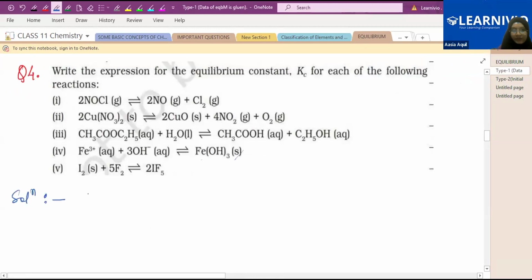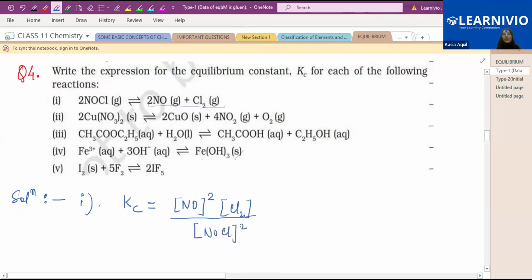For the first one, what is the Kc? What is the equilibrium expression? Kc will be equal to, we first write down the product: the concentration of NO raised to the power 2, concentration of Cl2, there is no coefficient so no power, upon the concentration of the reactant, which is NOCl raised to the power 2. That is the equilibrium expression.